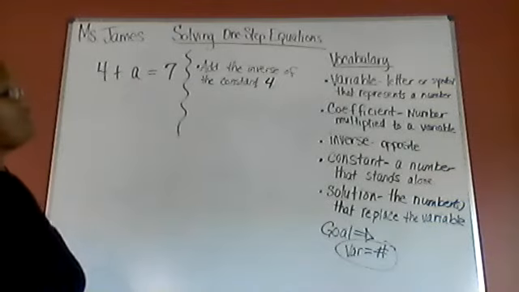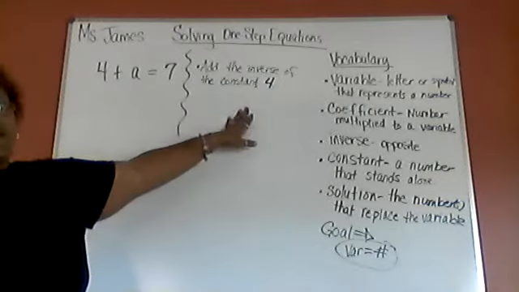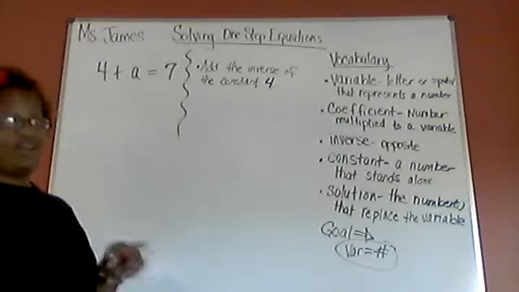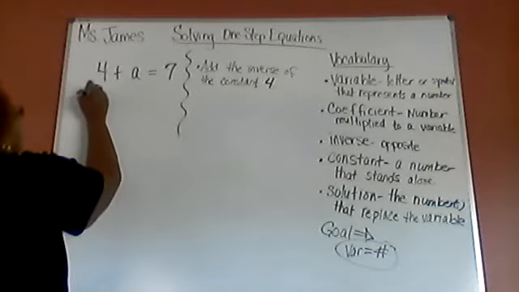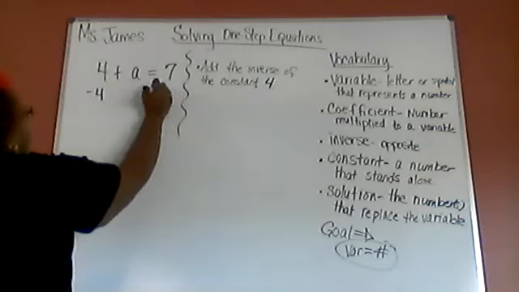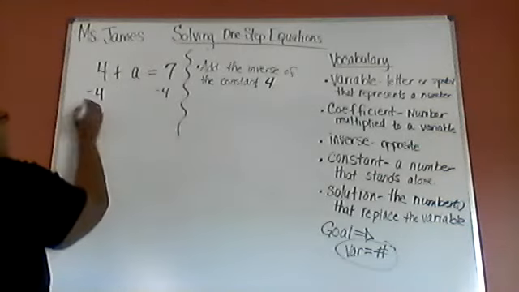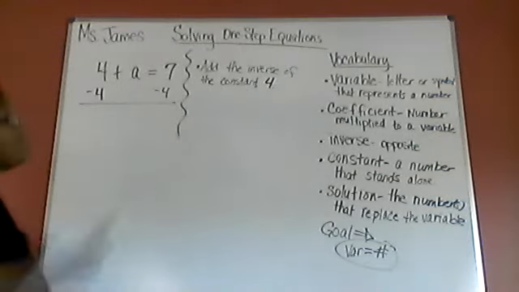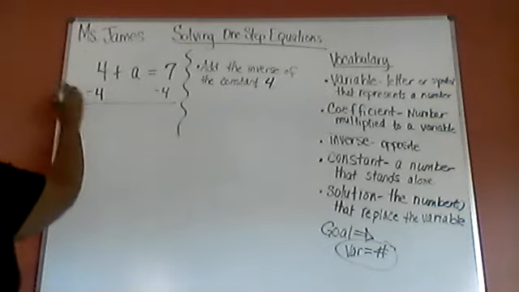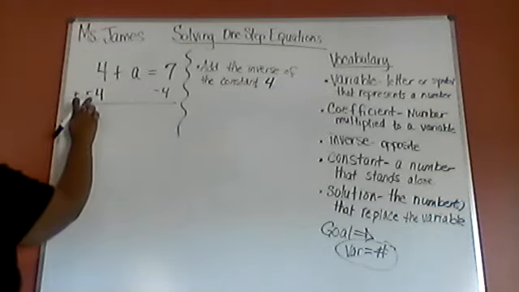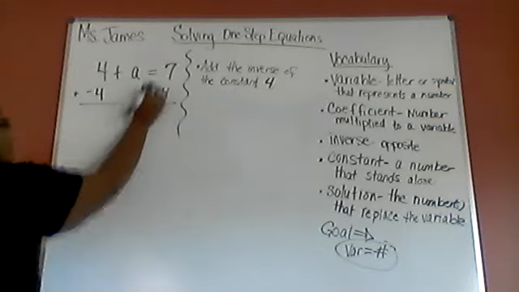And what is the inverse of the constant 4? The inverse of the constant 4 is negative 4. So, we're going to add negative 4 to both sides. Now this looks like we're subtracting, and basically that is what we're doing. But I want you to say here, 4 plus negative 4, 7 plus negative 4.